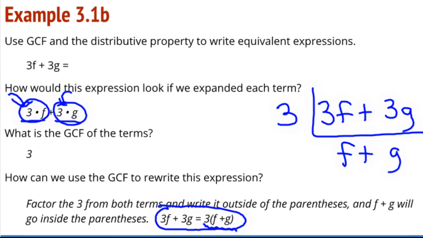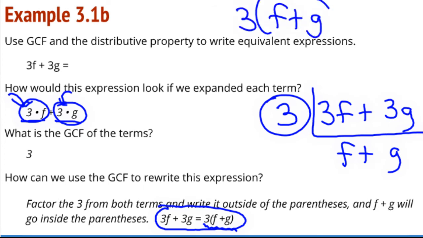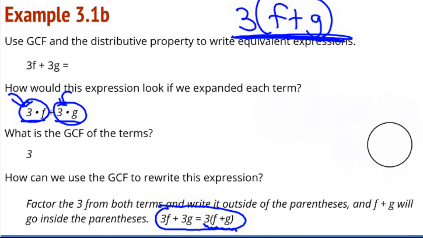In this case, we're not just focused on the 3, though. We want to rewrite the whole expression. So I would say 3 multiplied by f plus g. So I am looking for common factors and I am dividing them out. And you'll notice here that this is written as a product.